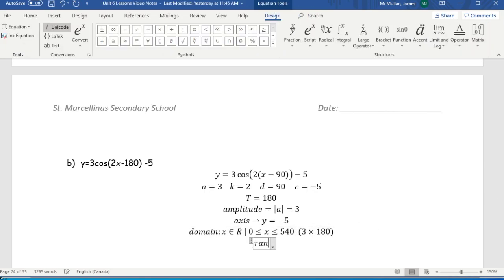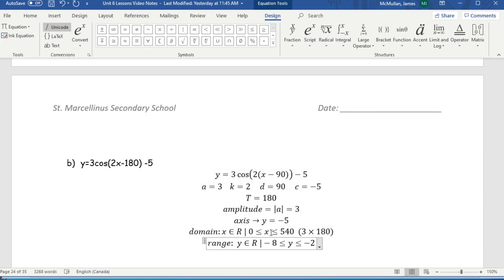For range, we have y is in the real numbers such that, okay, let's see. -5 is our axis. We could go 3 higher and 3 lower. So -8 would be the lowest number you could reach, and the highest number you could reach would be -2. So somewhere in between -8 and -2.